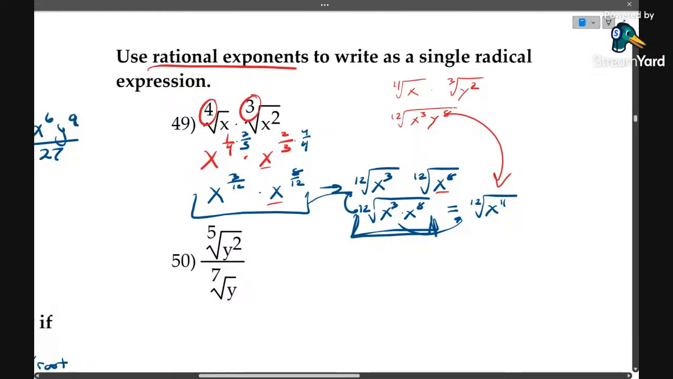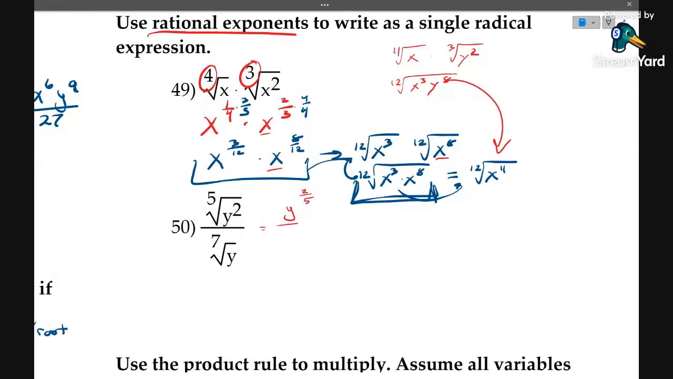So here we want, again, the common denominator. So I have y to the 2/5 over y to the 1/7. And then I can get that common denominator of 35. So I'm going to multiply the top one by 7 and the bottom one by 5. So y to the 14/35 over y to the 5/35. Now that they have that common denominator, we can subtract the exponents, or we could write it in radical notation.